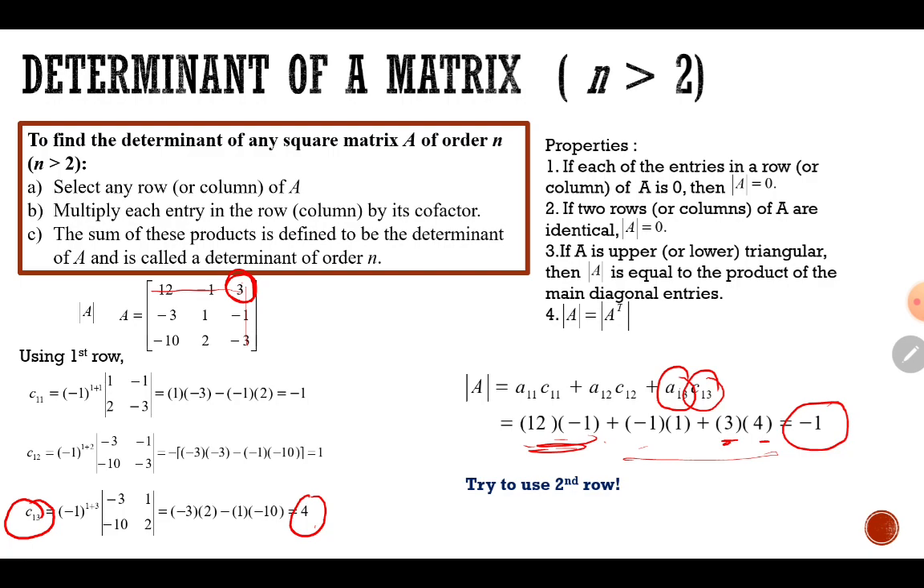Okay, sebenarnya kalau you guna mana-mana column pun or mana-mana row pun, you will get the same answer. Apa maksud saya ni? Try mana-mana column, mana row. Okay, I'll go quickly to show to you. Try to use second row. Okay, instead of using the first row ni, kita akan buat menggunakan second row, and we will show to you the determinant that we get for this matrix A is still equals to negative 1.